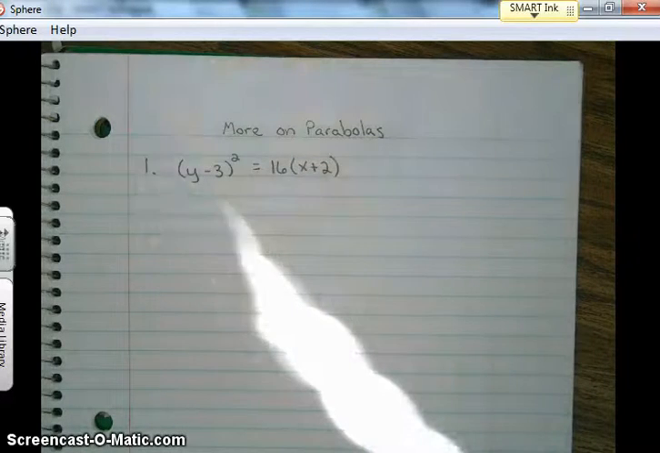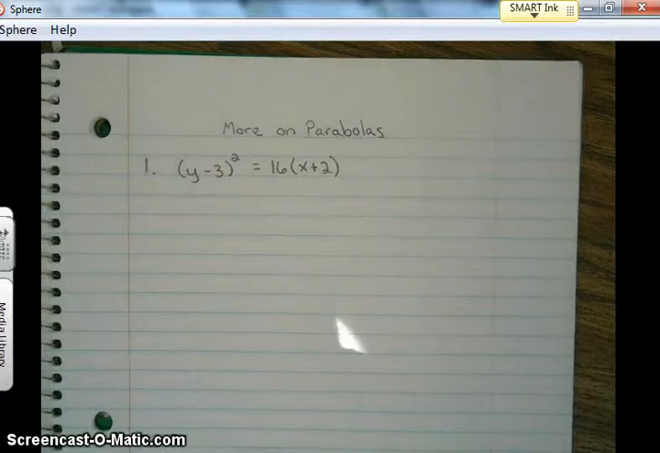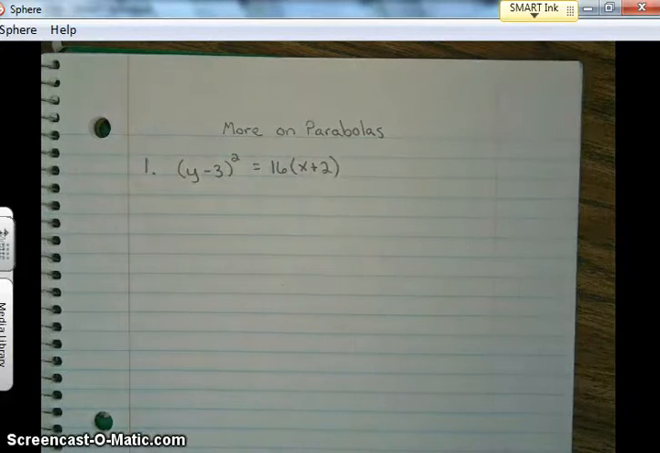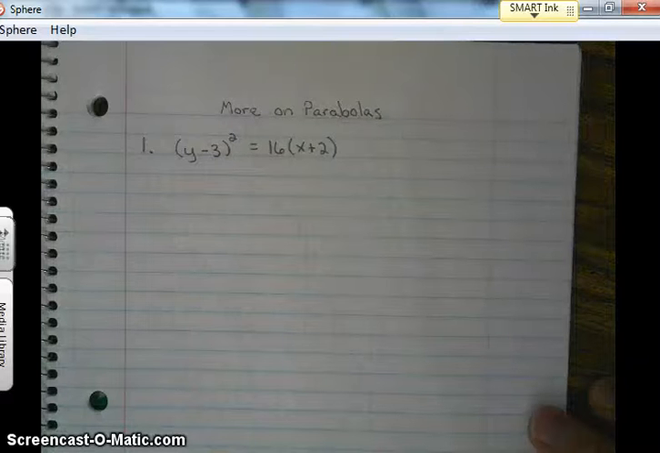Okay, so more on parabolas. And I can see right now that the sun is shining. Just a minute. All right, let's try this again.